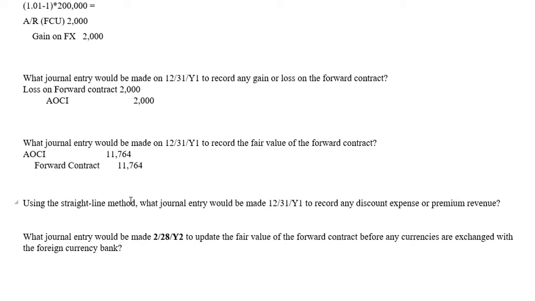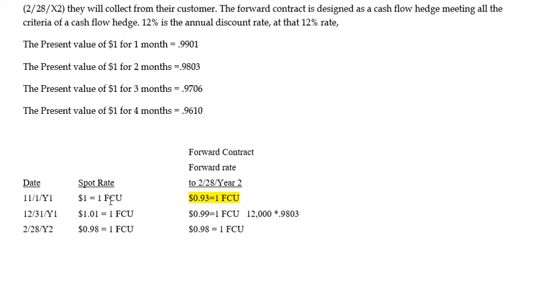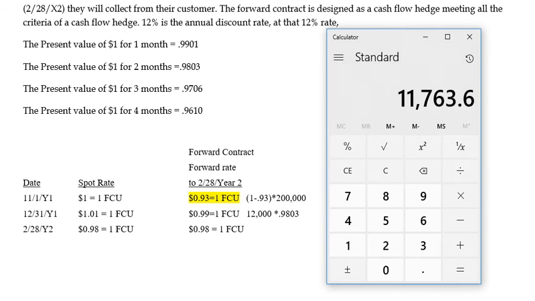Using the straight line method, what is the journal entry that we made on 12/31 to record the discount expense or premium? This was the rate today. I locked in at this rate. I'm taking a loss or a discount. This is like an expense of how much? I'm taking an expense of 0.91 minus 0.93 times 200,000. It's 0.93 times 200,000. I'm taking a loss of 14,000 over the life of this contract.